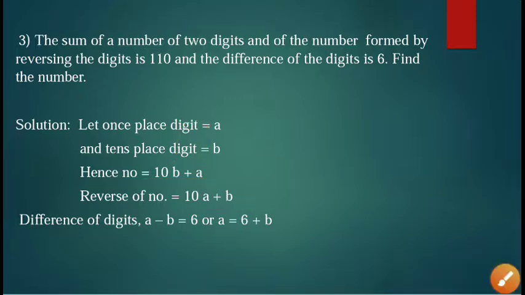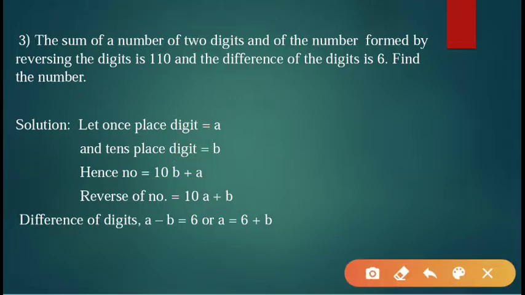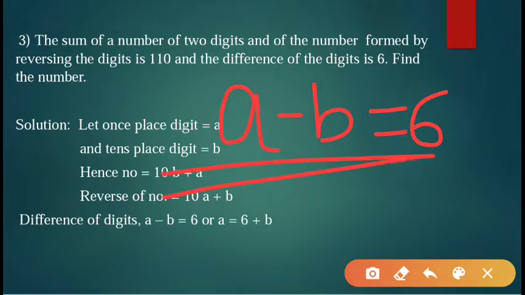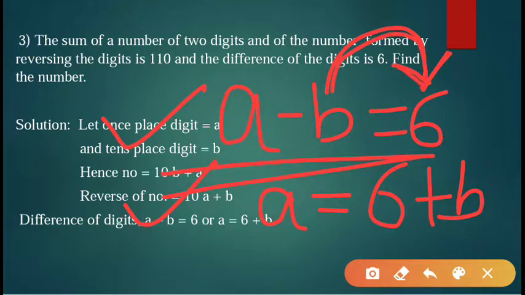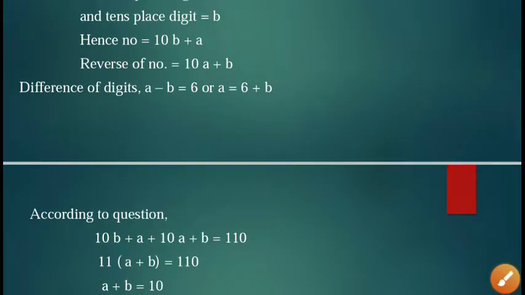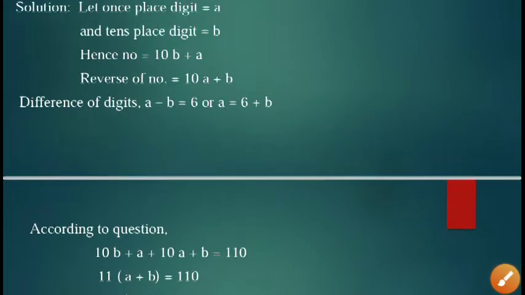Okay. Now what is given? Next, it is given that the difference of the digits is 6. Only the difference. So a minus b is given as 6. Difference means minus. From here you can also write a is equal to 6 plus b. Just transfer b to the right hand side. Clear?